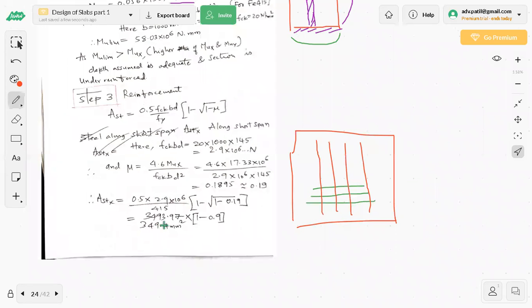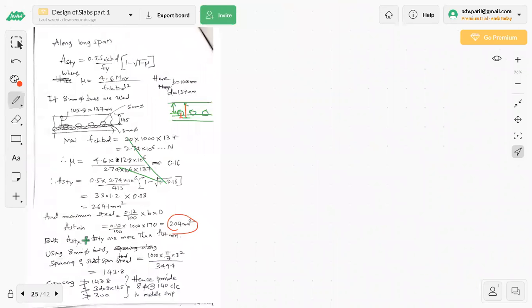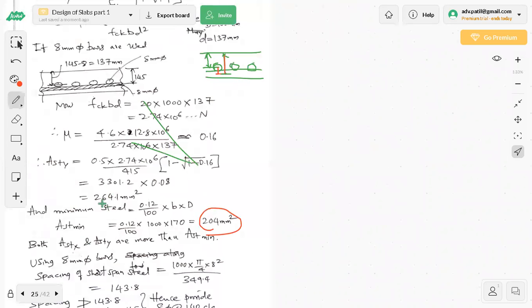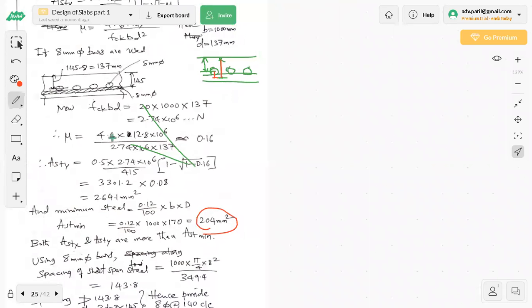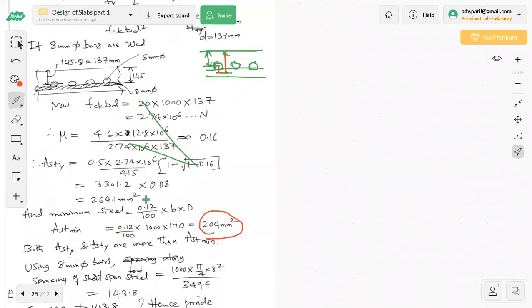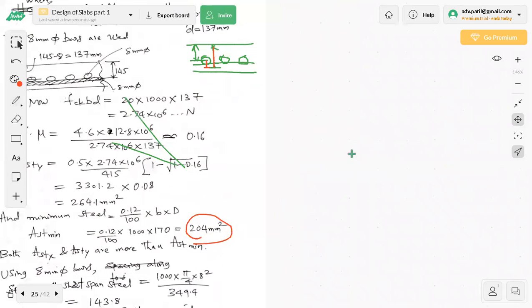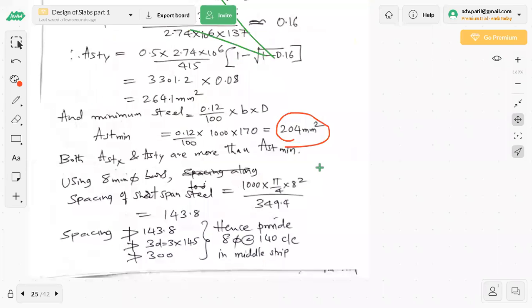So ASTX is 349.4, ASTY is 264.1. It must be checked. Both these values should be more than AST minimum. One more condition you should remember here is, whatever values of ASTX and ASTY we have calculated, they should be more than AST minimum. Otherwise, you have to provide whichever is highest out of these three: ASTX, ASTY, AST minimum. Steel should be provided corresponding to that value of AST.